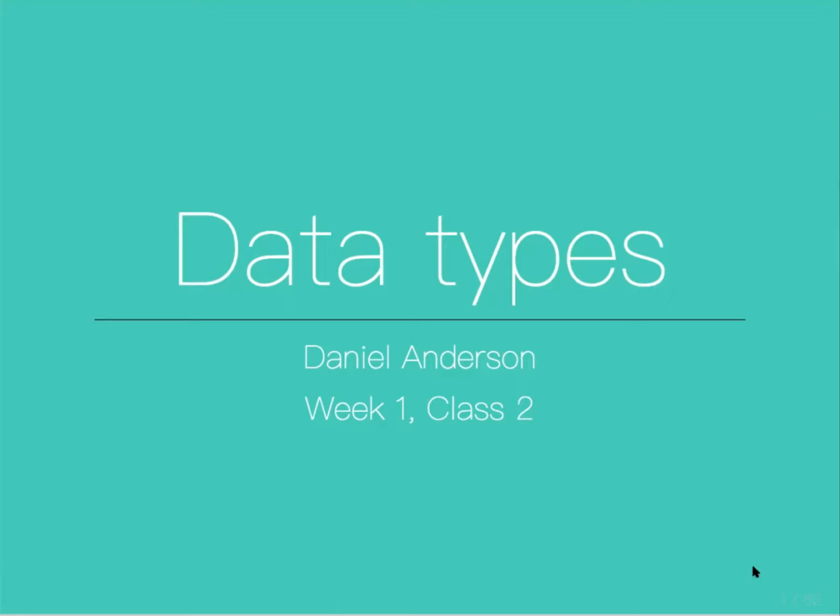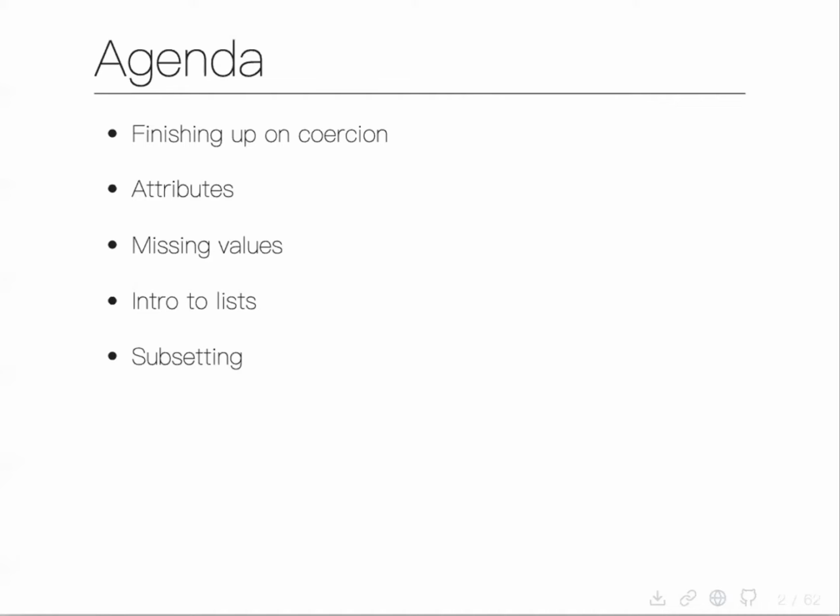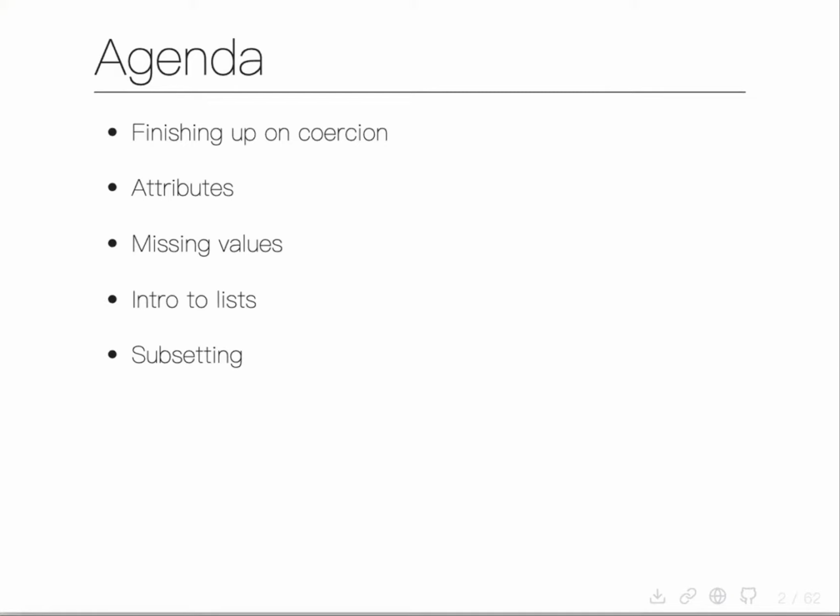Okay, off we go. So I want to finish up on coercion. That'll be the first couple of minutes, not too long. And then we'll talk about attributes and how attributes build off of atomic vectors to create other data types. And then we'll talk a little bit about missing values. That'll be pretty brief, but I just want to talk about essentially how missing values can create more missing values and some ways around that, okay?